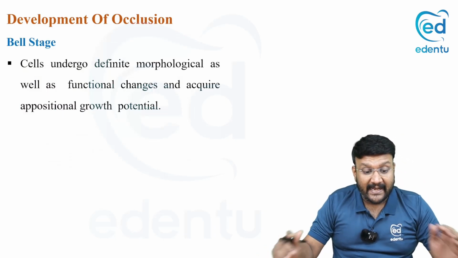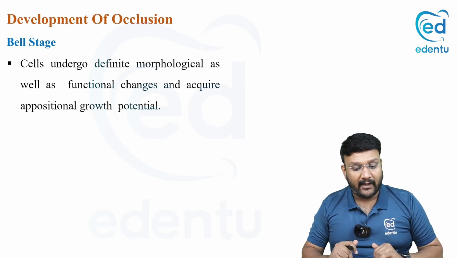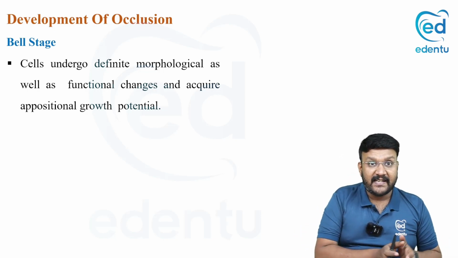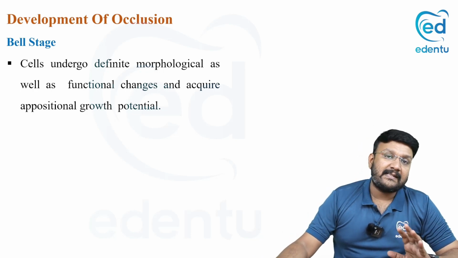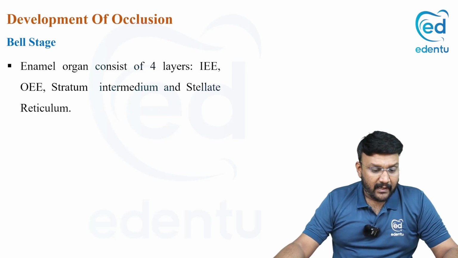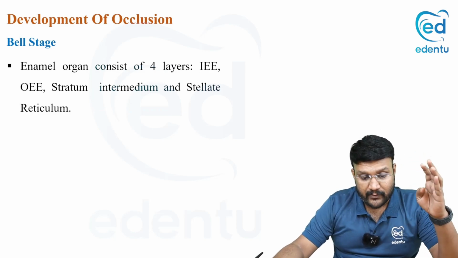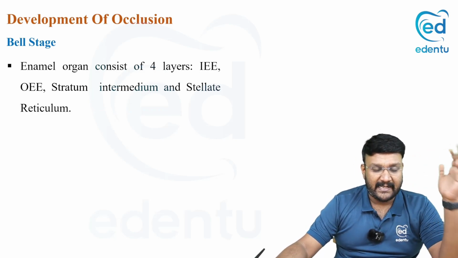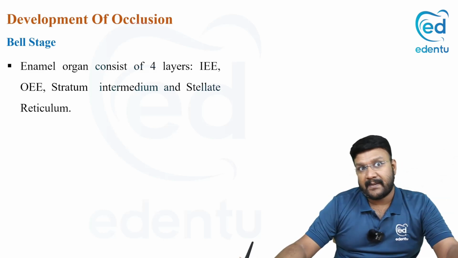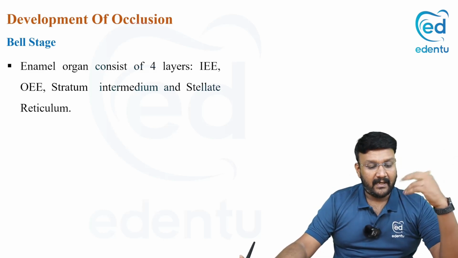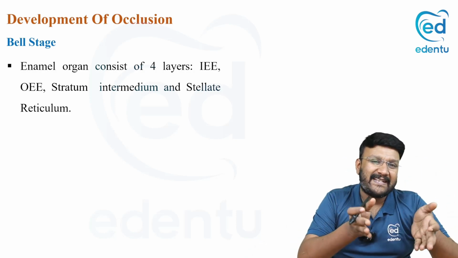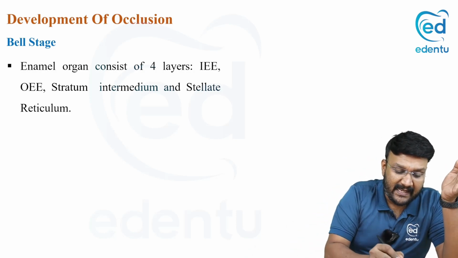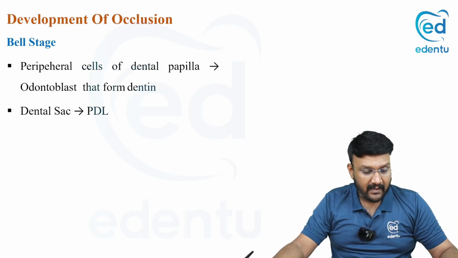In the bell stage, again it will undergo morphological as well as functional changes and acquire appositional growth potential. Here there will be 4 distinct zones or layers. There is the inner enamel epithelium, which was already present in the cap stage, then the outer enamel epithelium, stratum intermedium, and stellate reticulum. The new addition in the bell stage is the stratum intermedium.